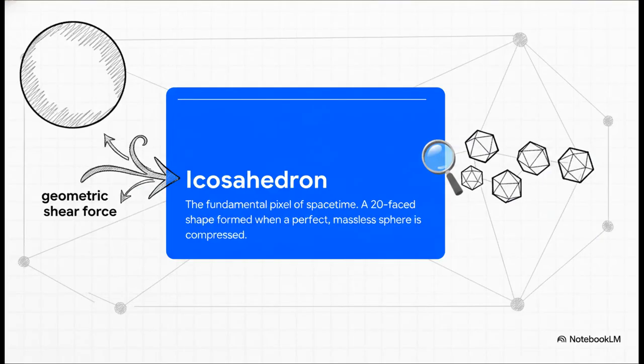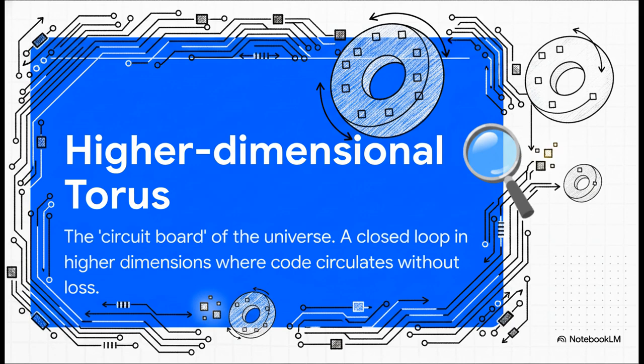So, what are the pixels on this cosmic computer screen? Well, the theory says reality starts out as a perfect massless sphere. But the moment you introduce information, a kind of geometric pressure or shear force, that sphere crystallizes. It transforms into this shape, an icosphere, a 20-faced object that is, for all intents and purposes, the fundamental pixel of our spacetime.